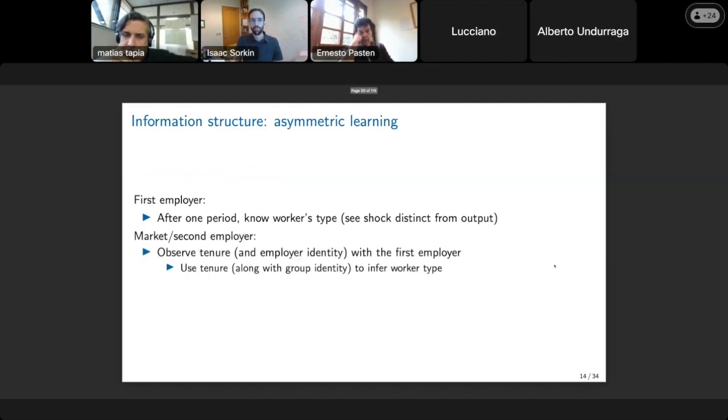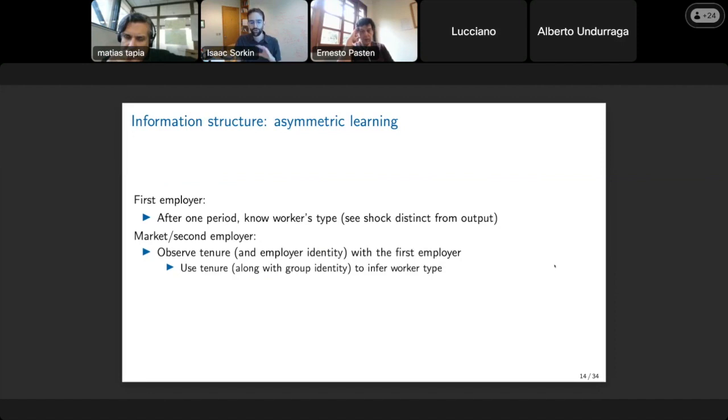But then it's going to take the market, or the second employer, a while to figure out who are the high type workers and who are the low type workers, because they're not going to see the shock distinct from the output. Instead, they'll see tenure, and they'll basically try to invert tenure to learn the worker's type. And then they'll potentially also use earnings, but I'm about to make earnings uninteresting.